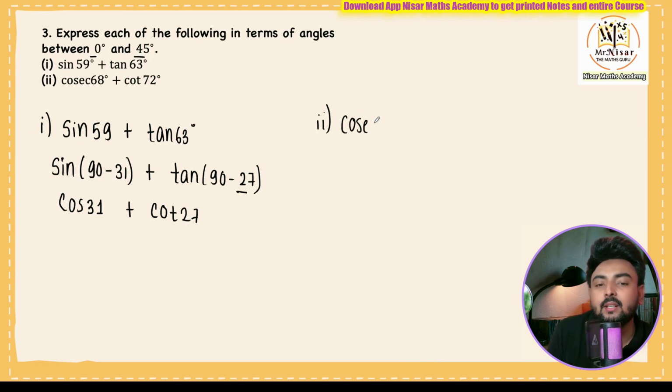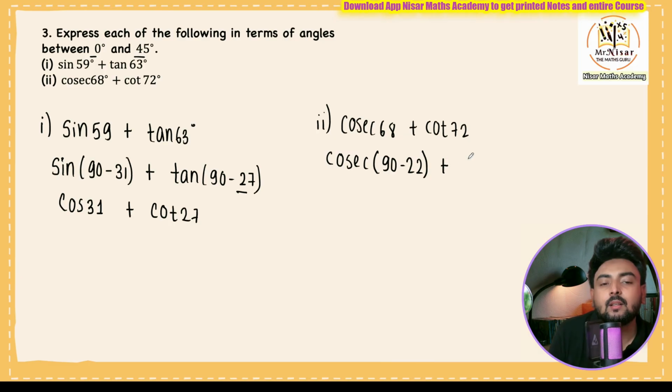Cosec 68 plus cot 72. This is the next question. Now first you will write it in terms of 90 minus form. 90 minus how much becomes 68? 90 minus 22. It will be 68, and cot 90 minus how much becomes 72? 90 minus 18. 90 minus 18 becomes 72. Okay.